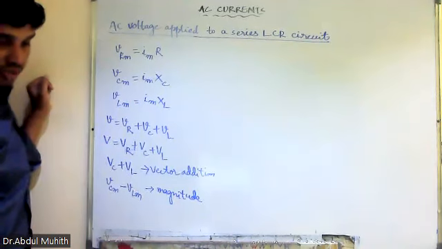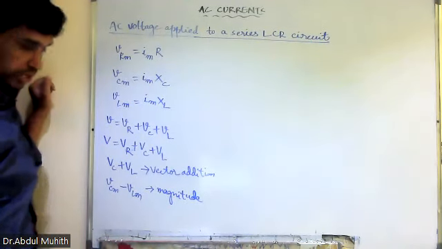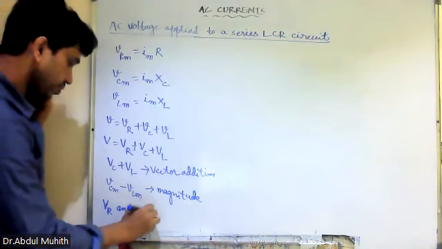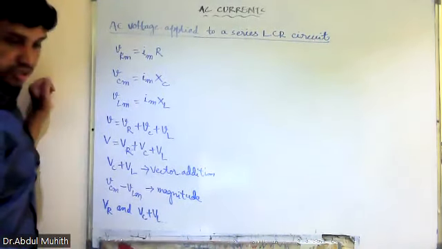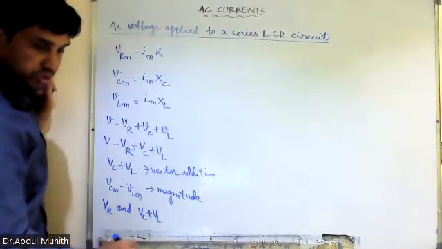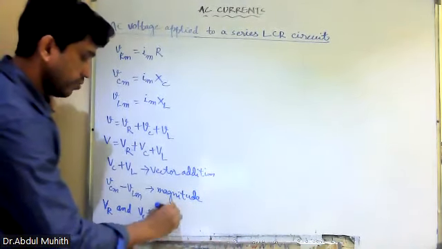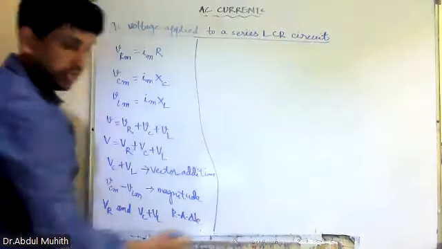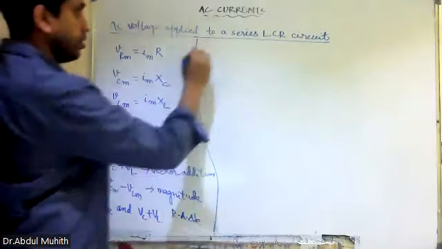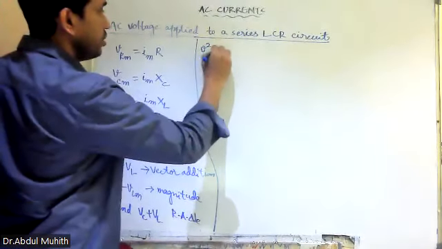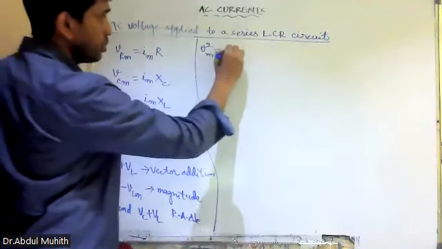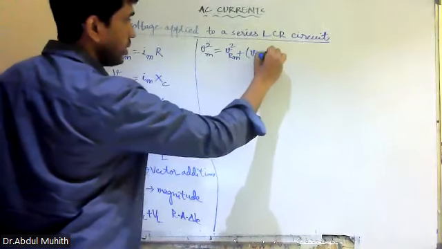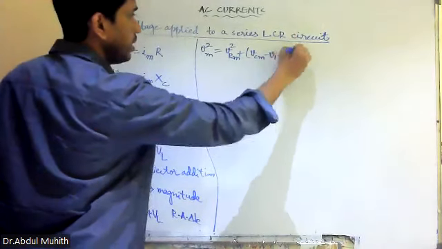No. So what we are doing now, we have a right angled triangle. VR and VC plus VL, they are in the same line, opposite. So we can use the right angled triangle. So VM square is equal to what? VRM square plus VCM minus VLM whole square. I'm writing the square of this.